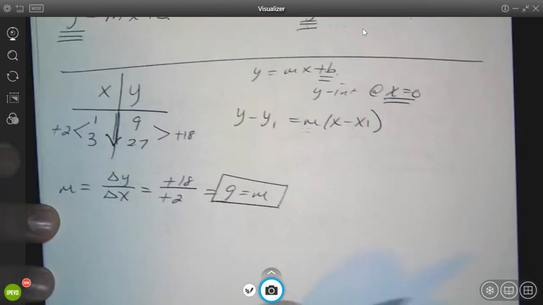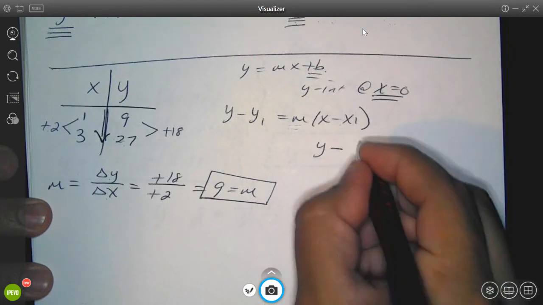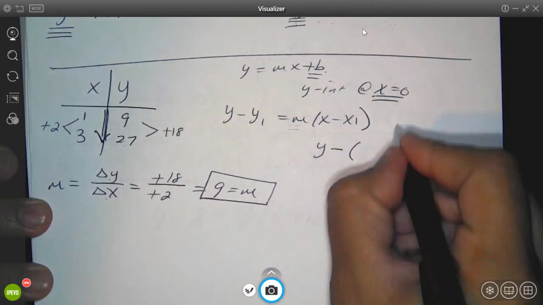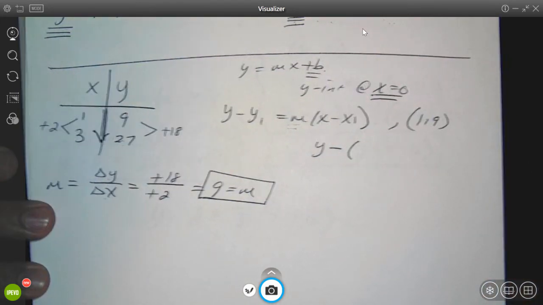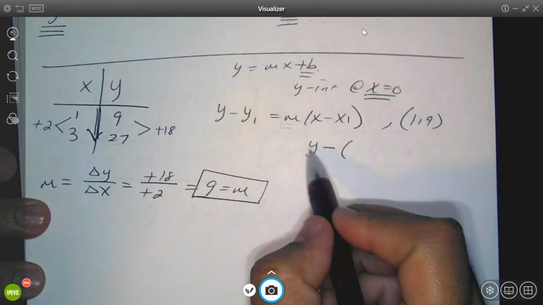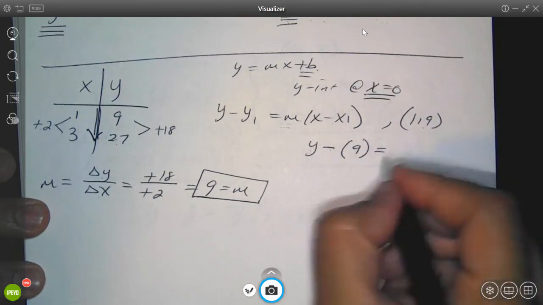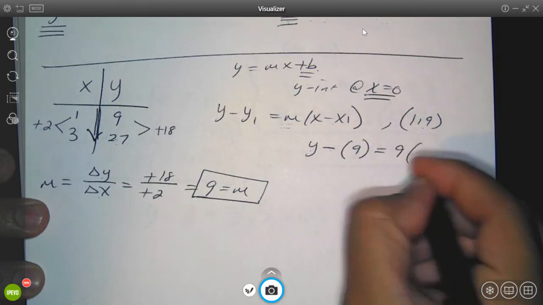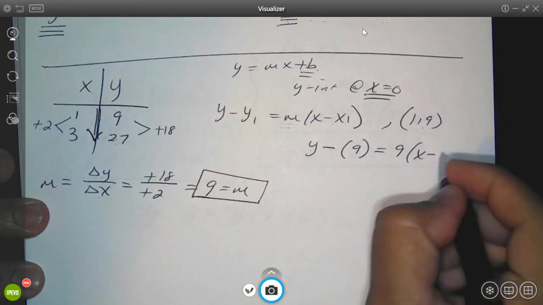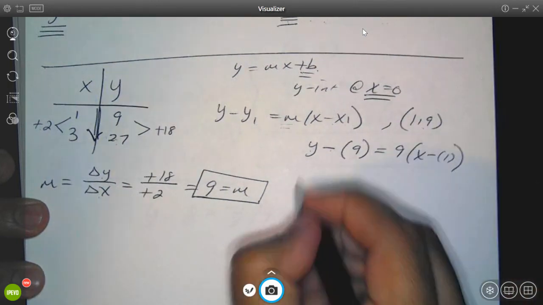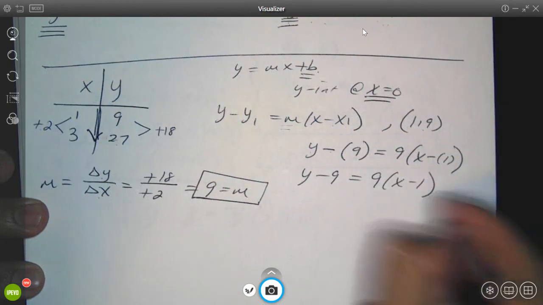Hey, not bad, right? Now I have everything that I need. Y minus, I'm going to use the point 1, 9 here only because the numbers are smaller and they're both positive, which means I don't have to change anything. So y minus y1, here a 9, equals my m, which is 9, times x minus x1, which is 1. So I get y minus 9 equals 9 times x minus 1.